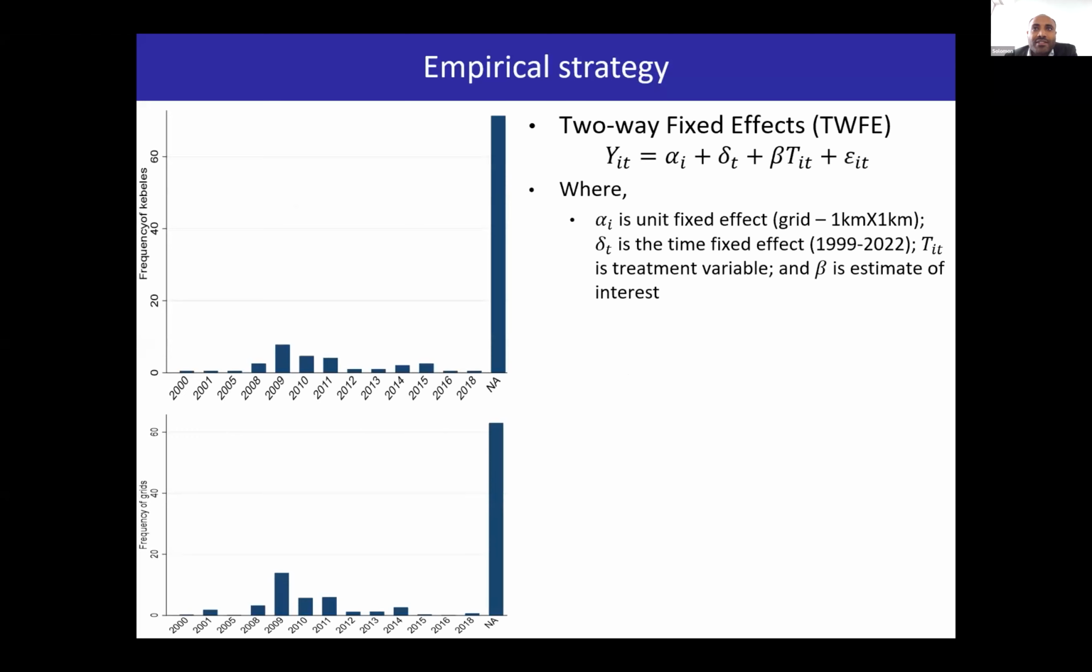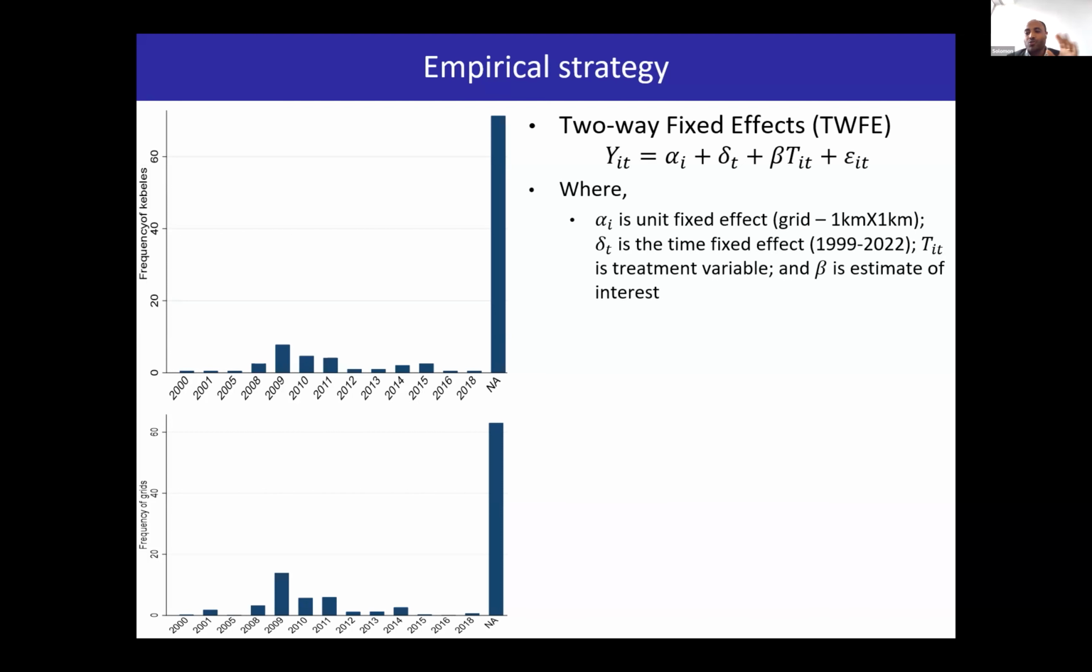Equipped with this data set, as you see from these two figures, the program was implemented in a staggered manner, so we can't use the standard DID approach. What we used is a version of the standard DID model called the two-way fixed effects, which helps us to control for the year fixed effect and also the GID fixed effect.